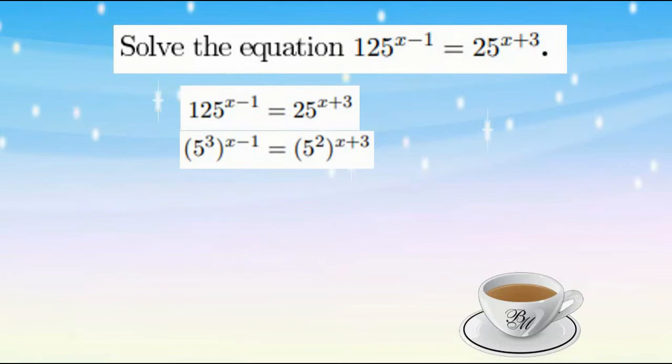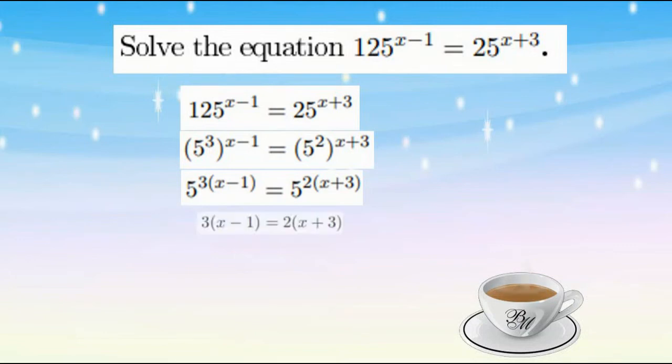By the power property of exponents, that becomes 5 to the power of 3 multiplied by x minus 1 is equal to 5 to the power of 2 multiplied by x plus 3. Then, by the one-to-one property of exponential functions, that becomes 3 times x minus 1 is equal to 2 times x plus 3.